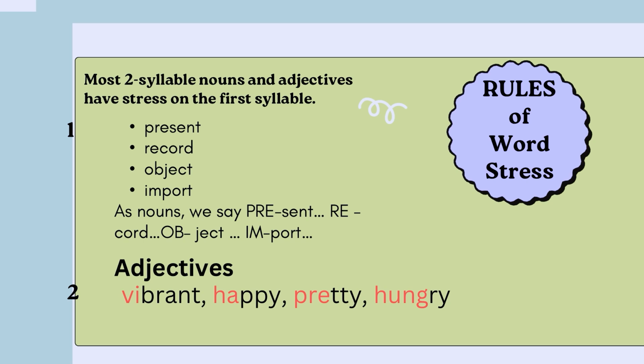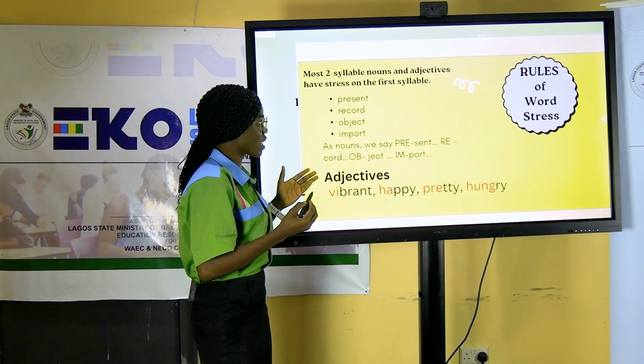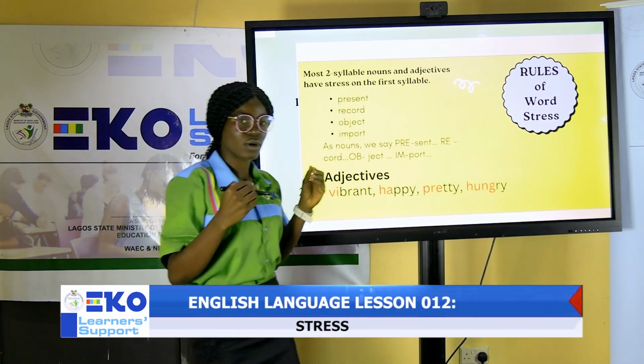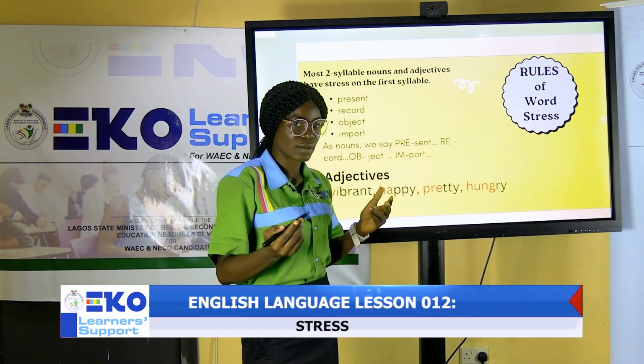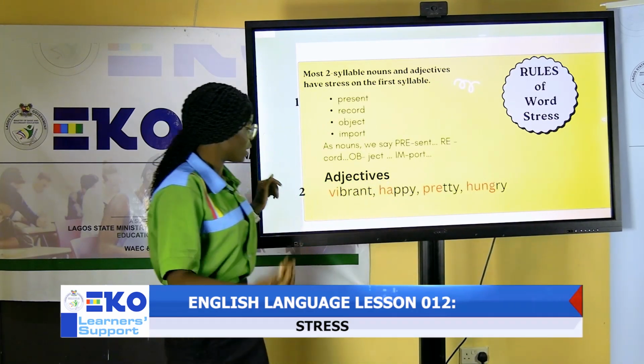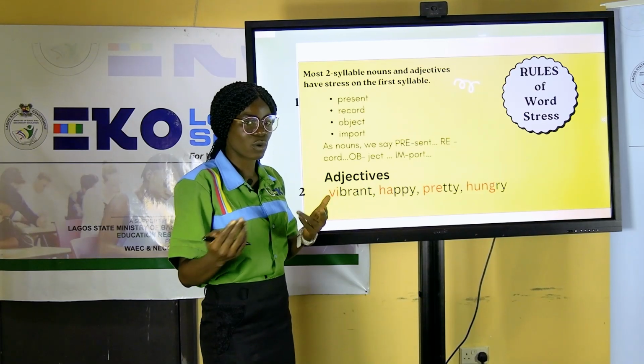All these are examples of nouns with 2-syllable words, and the words are stressed on the first syllable because they are two syllabic words and they are nouns. So we are to stress them on the first syllable. Let's look at adjectives. Vibrant, happy, pretty, hungry. All these words are stressed on the first syllable because they are 2-syllabic words.